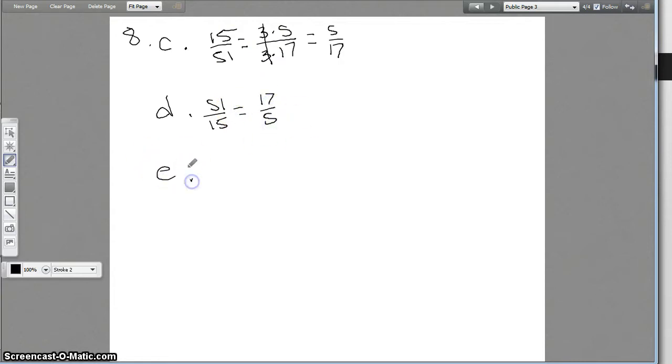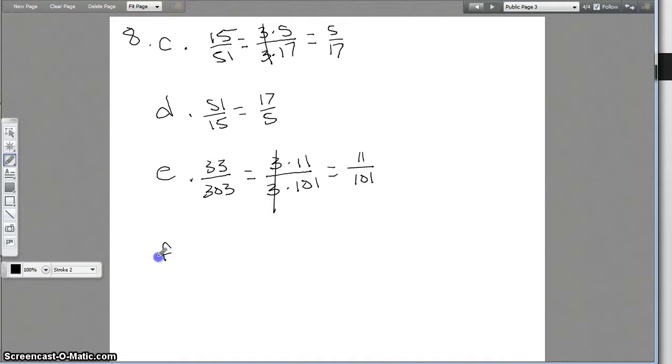Okay, part E, we have 33 over 303. Well, this one's really easy to see that both the numerator and the denominator are multiples of 3. So 33 is 3 times 11. 303 is 3 times 101. Divide the numerator and the denominator by 3, and we end up with 11/101.